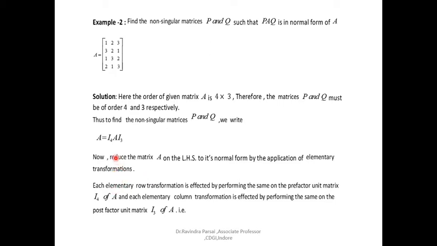One more thing to remember is that whenever you apply a row operation, you apply it to the prefactor unit matrix. In technical terms: each elementary row transformation is effected by performing the same on the prefactor unit matrix I4 of A, and each elementary column transformation is effected by performing the same on the postfactor unit matrix I3 of A.